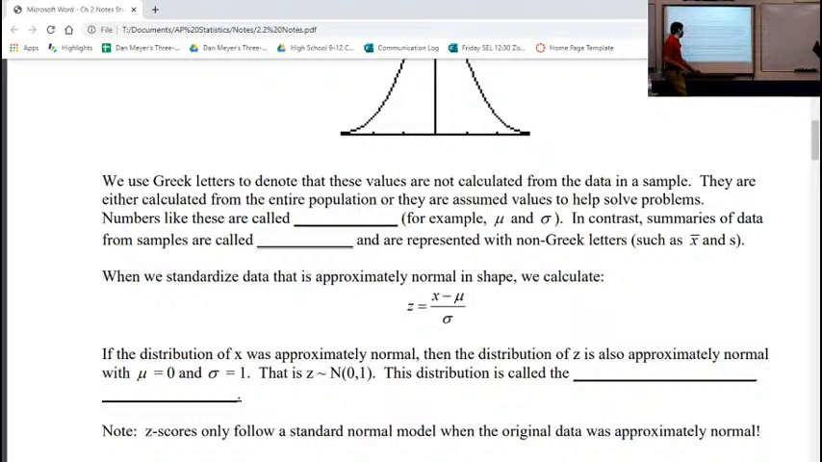Oh, vocab terms. This is going to be more important in chapter 4, so don't worry too much about it right now. But just so you know, there are different symbols that we use for different things. If the numbers are used for the entire population, we're going to use the Greek letters mu and sigma. These are called parameters. And if it's from a sample, it's called a statistic.